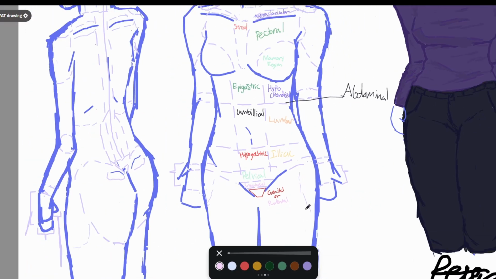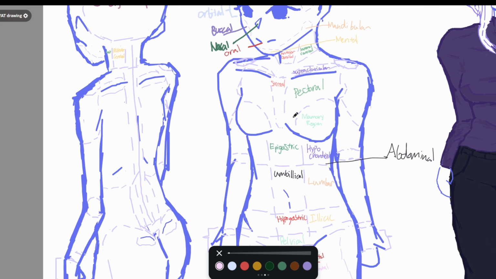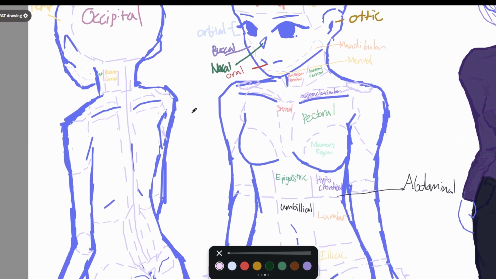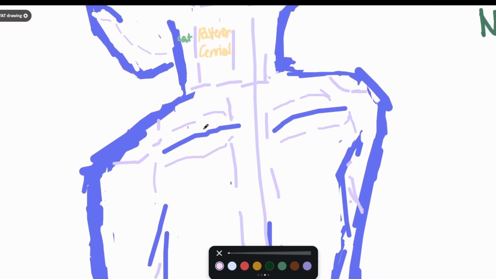And yeah, so now we're done with the anterior aspect of the torso. Now let's move on to the posterior aspect. And I know this looks even more intimidating, so stick with me, okay?